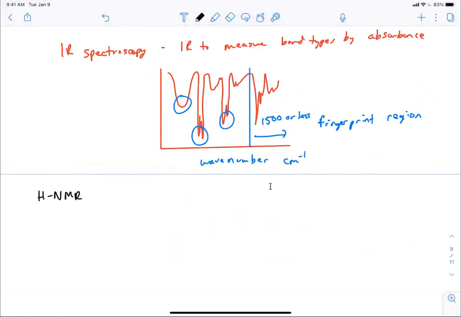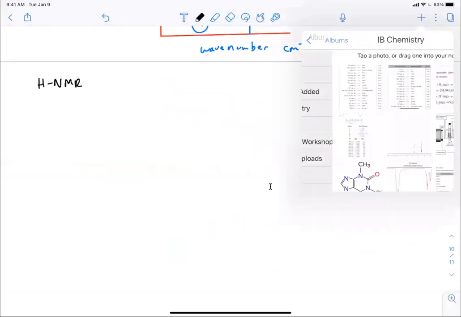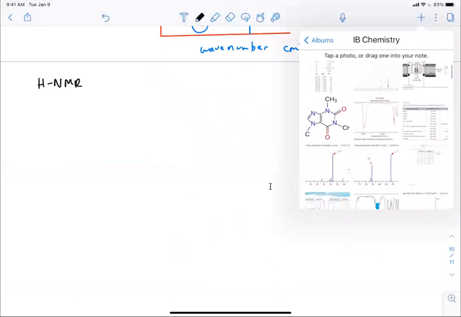HNMR I'm going to spend a little bit of time on because there are 4 aspects of HNMR, especially at higher level, that you have to know to be able to identify the structure from this. So we're going to look at an HNMR and break it down into what's important and what is not important.